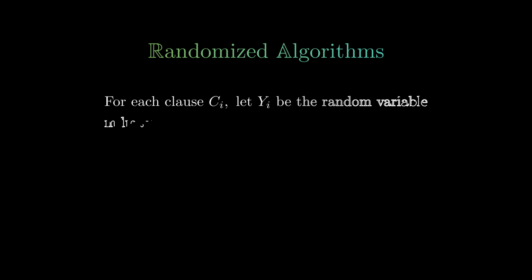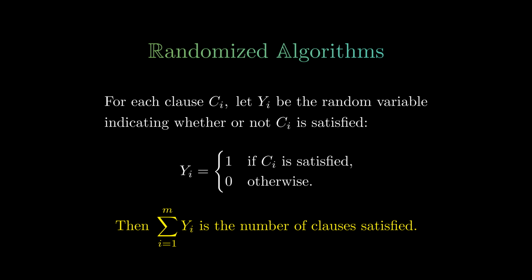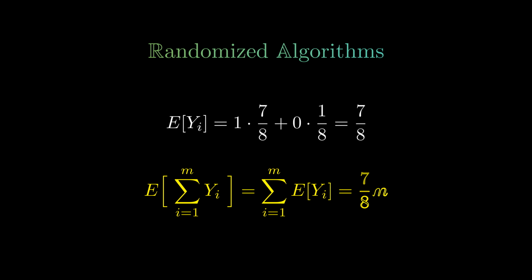For each clause Ci, let yi be the random variable indicating whether or not Ci is satisfied. yi is set to 1 if Ci is satisfied, and 0 if Ci is not satisfied. Then the sum of the yi's is the number of clauses satisfied, and we are interested in the expected value of this sum. We know the expected value of yi is equal to 7/8 for each i. By linearity of expectation, the expected value of the sum of the yi's equals the sum of the expected value of each yi, which is 7/8 m.